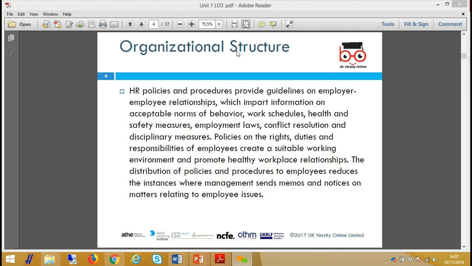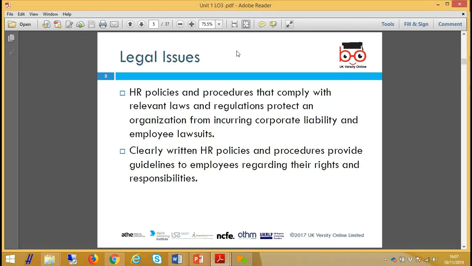So the next thing we'll talk about in terms of HR policies are the legal issues. So we know that, like I've mentioned, HR policies can be enforced in the court of law. Usually we call that an employment tribunal or industrial tribunal. And they create legal obligations, right? So these rights and responsibilities are legal issues, and that's why we're dealing with them.